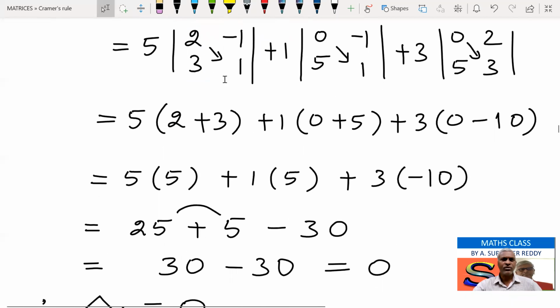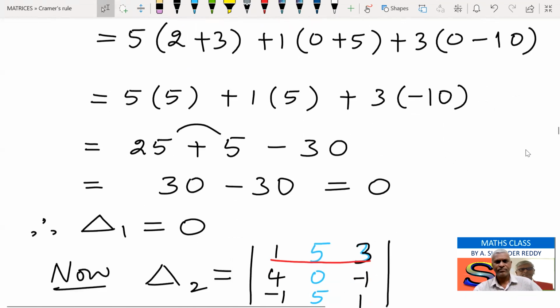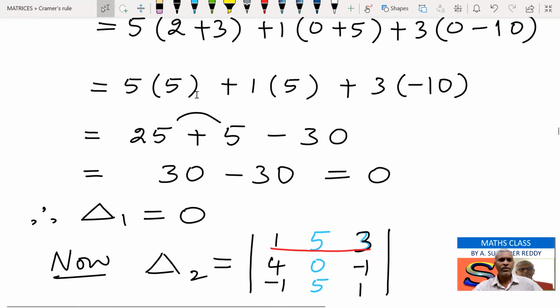5 into 2 into 1 is 2, minus 3 into -1 is 3, -3 into minus is plus 3. 0 into 1 is 0, 5 into -1 is -5, minus into minus is plus 5. 0 into 3 is 0, minus 5 into 2 is 10. 2 3 5 5 minus 10, 5 into 5 is 25, 1 into 5 is 5, 3 into -10 is minus 30, 25 plus 5 is 30, minus 30 is 0.